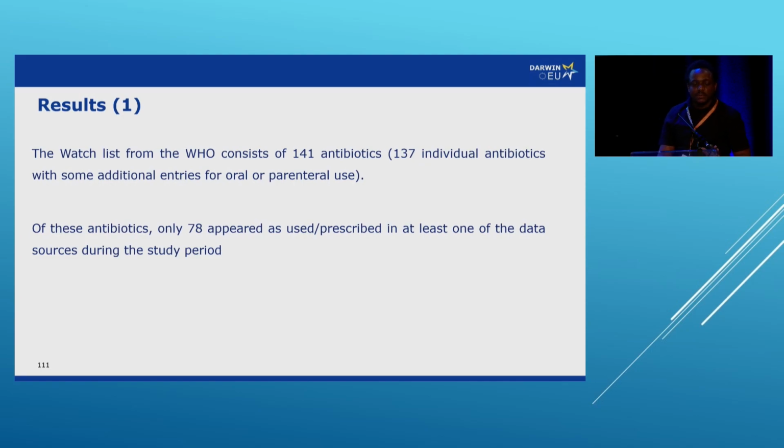So, a bit of insight on the results. The Watch list of antibiotics is very huge, and we have around 137 individual antibiotics at ingredient level included. For us, we observed 78 out of the 133 antibiotics, and those are the ones that are mapped to the OMOP common data model.